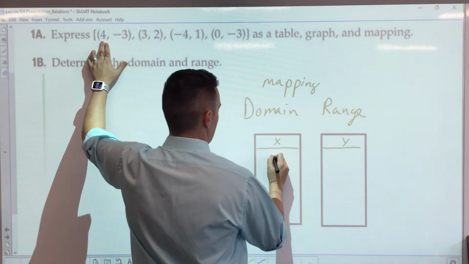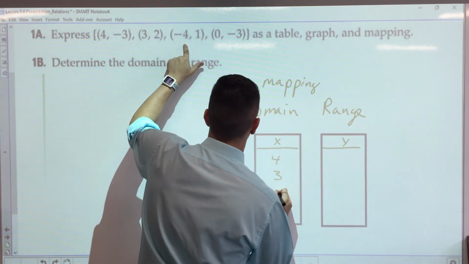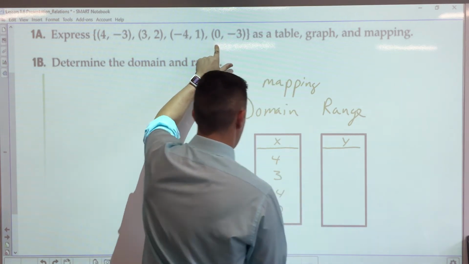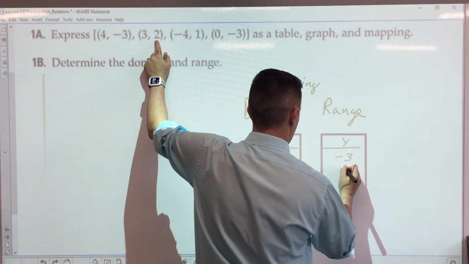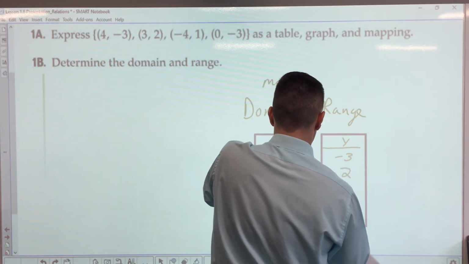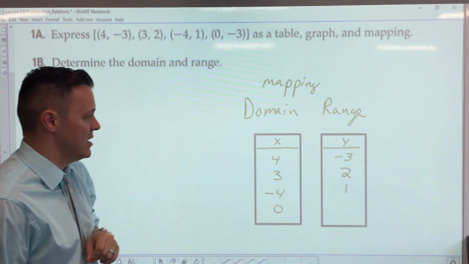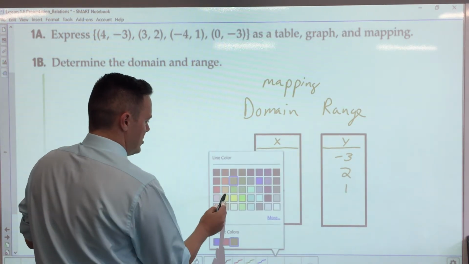So we got a 4, all right, 3, -4, and 0. Then we have a -3, a 2, a 1, and a -3. Oh, and we already have a -3, so we don't do anything else with it. Okay, so we don't write down the -3 twice.